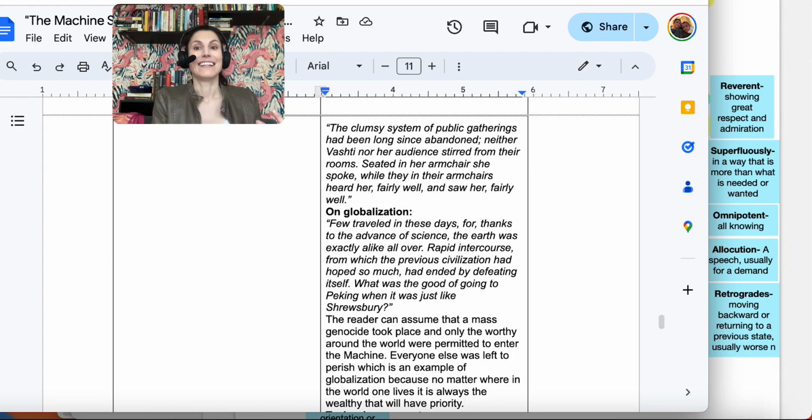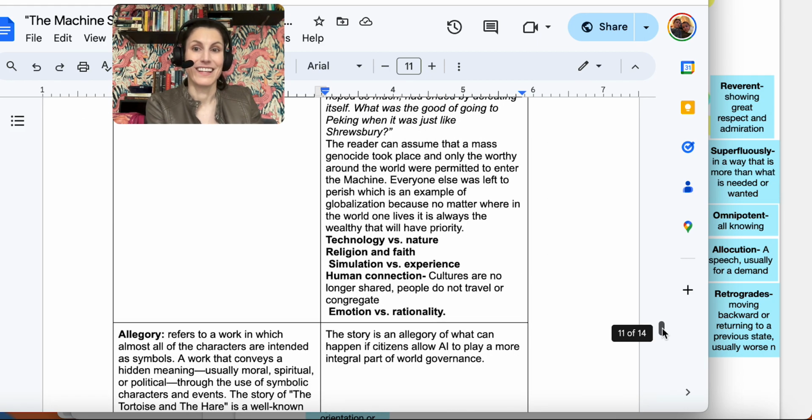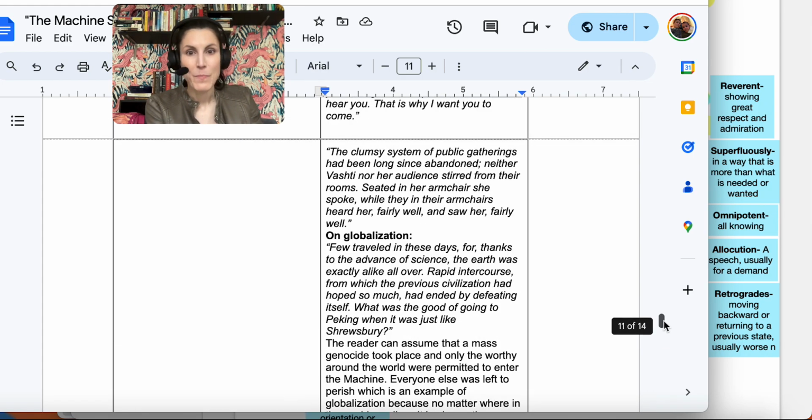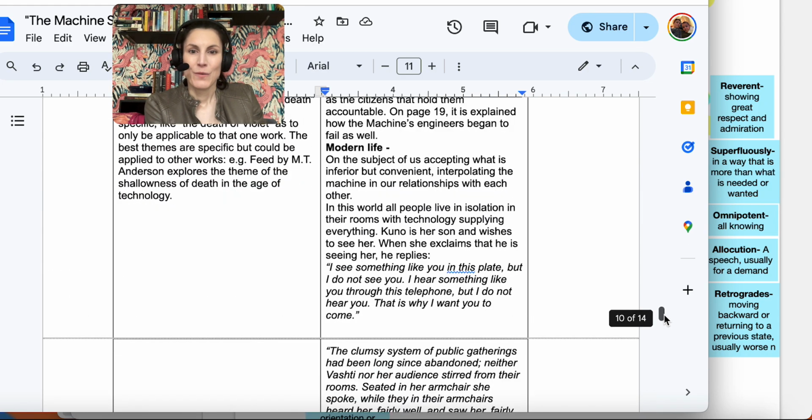Like the opportunity to live inside this technologically advanced cell was only given to first world nations or people that had some type of wealth, not the destitute. That would be the globalization, that people all over the world were left behind in possibly mass numbers. And then modern life.